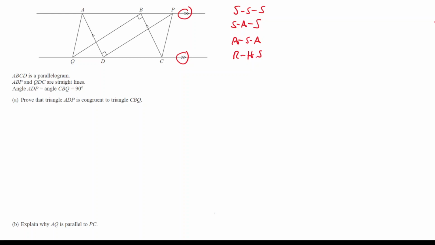So ADP is this triangle here, ADP. Let's draw in a different color the triangle CBQ. Okay, so we know we've got both of those triangles share right angles. So we've got that aspect. So we've got a common angle.